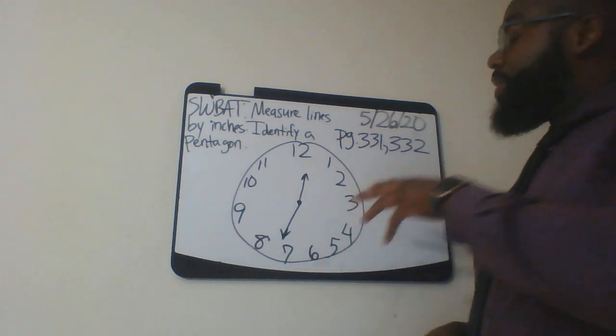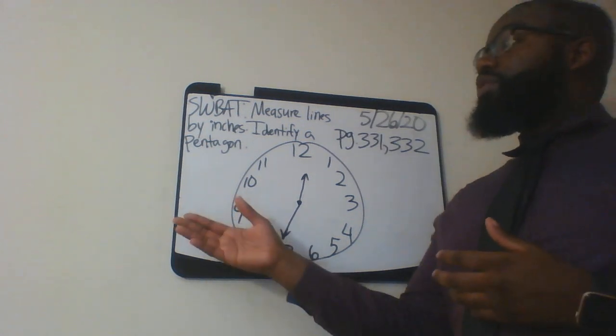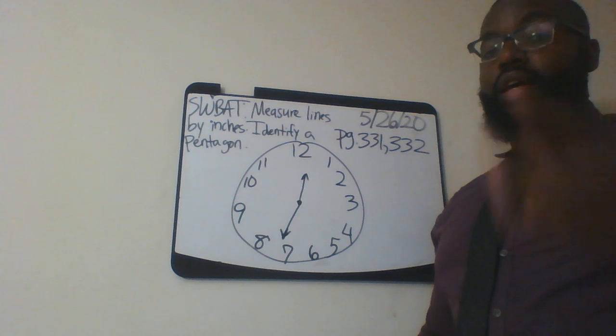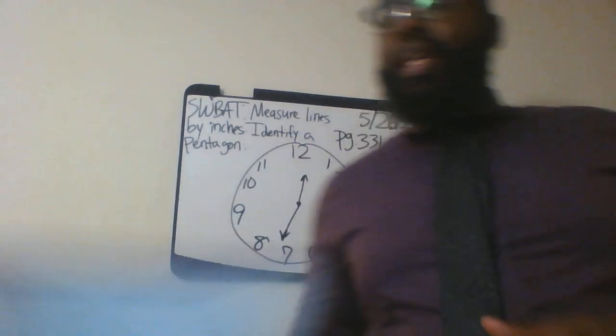Champions, keep turning your math book to page 331. For today's math lesson, you're going to be able to measure lines by inches, identify a pentagon, and also relate Roman numerals and tally marks. So, let's begin. Let's look at number one.